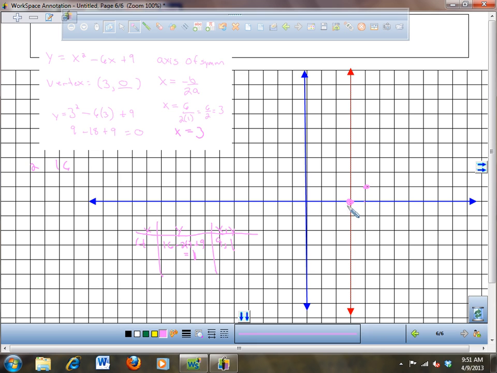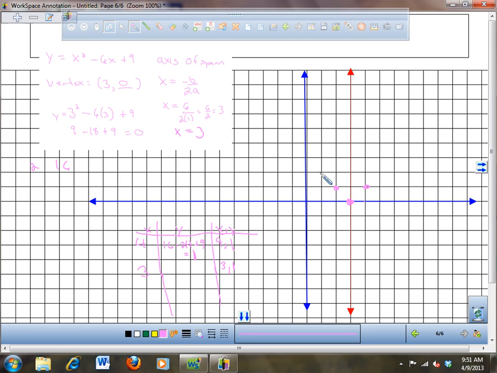Now because of symmetry, I also have a point, 3 what? What would this point be right here? It's 3, 1, right? Because it's symmetric around the axis. So this is the vertex. Then I think if you find one more point, that'd be enough. So let's find one more point by plugging in.